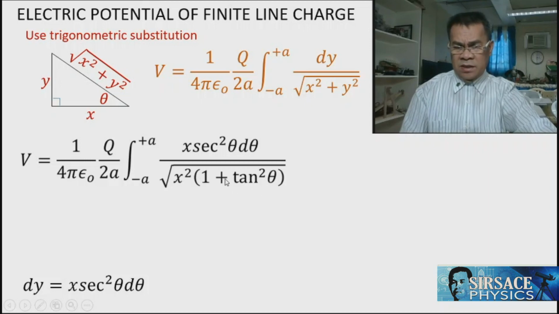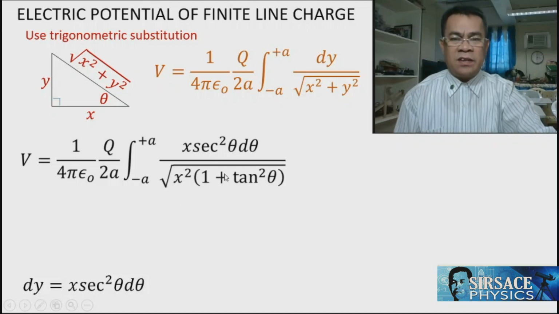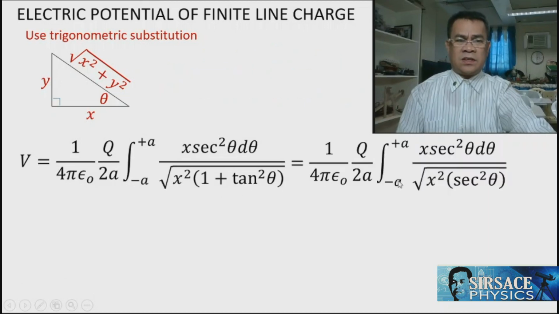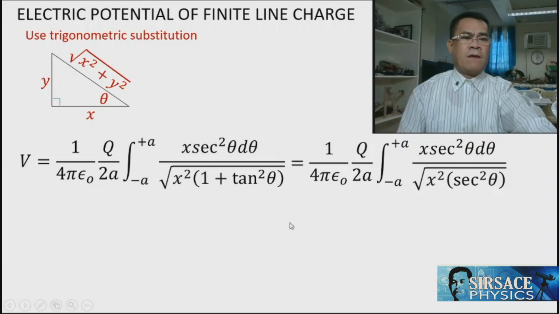Take note, this is 1 plus tangent squared, under the Pythagorean identity. So you have to recall your Pythagorean identity. In your Pythagorean identity, 1 plus tangent squared theta is what? Secant squared. So we can replace this with secant squared, the equivalent of 1 plus tangent squared theta. Okay, take the square root of that. We have two pieces of x and two pieces of secant theta.